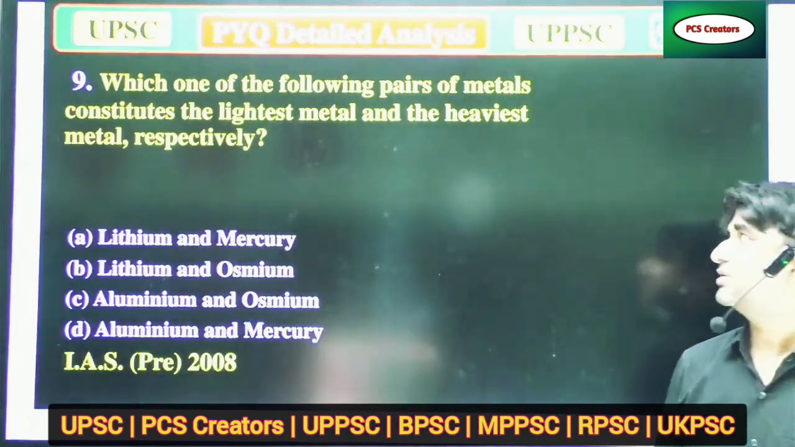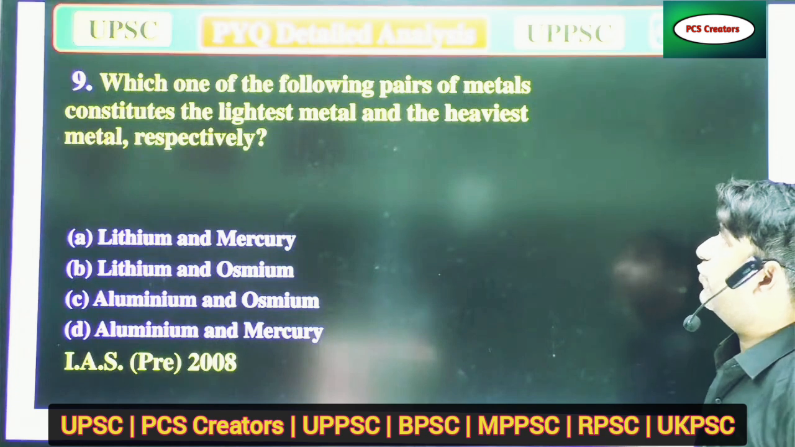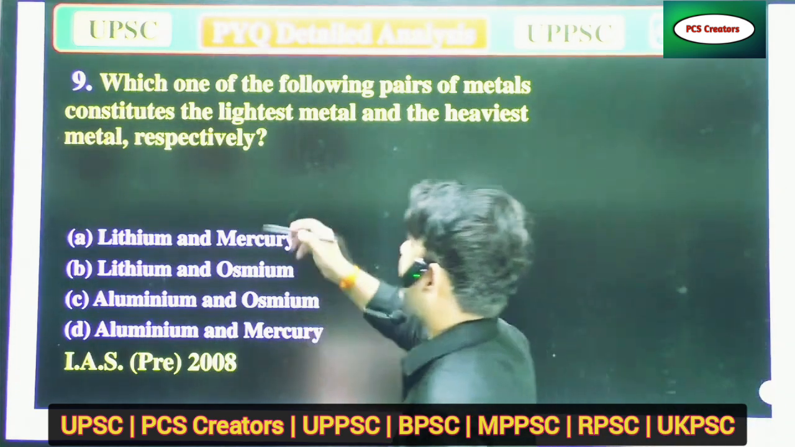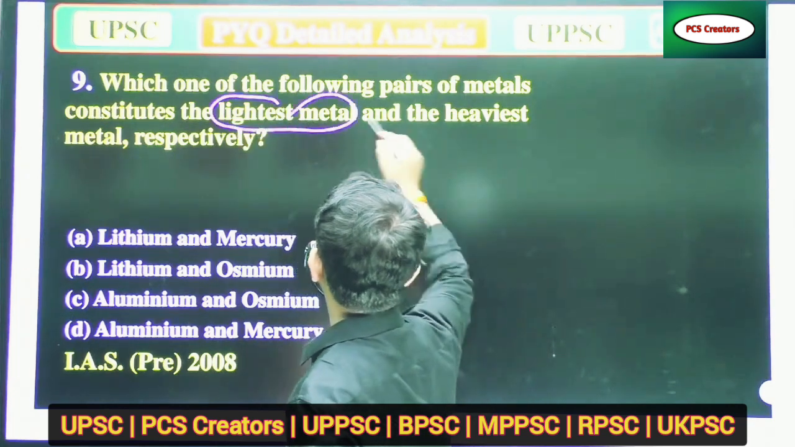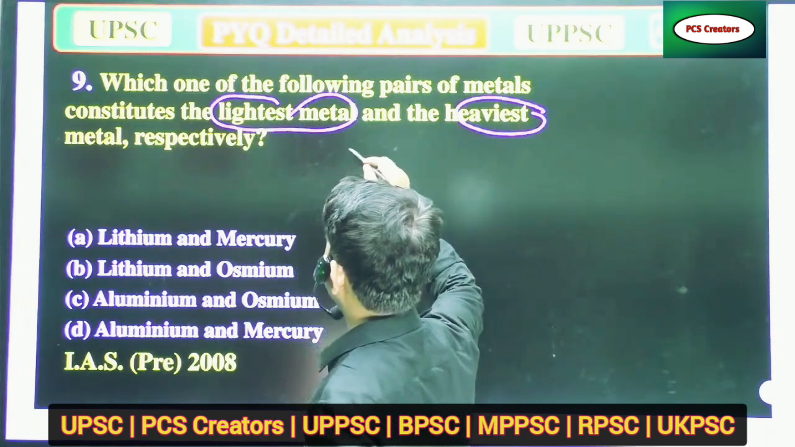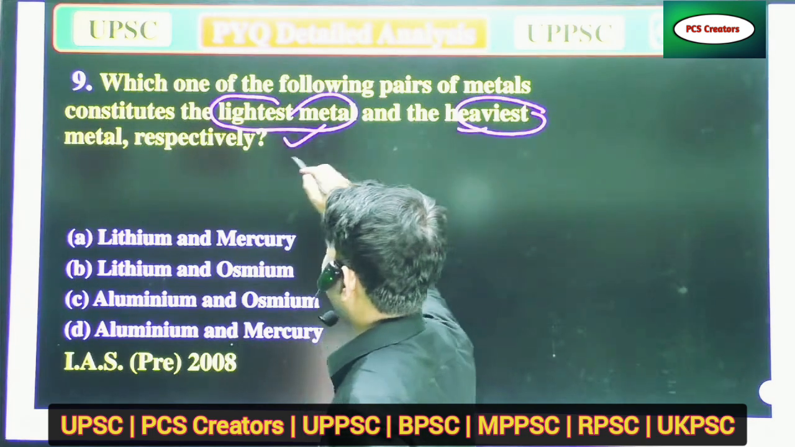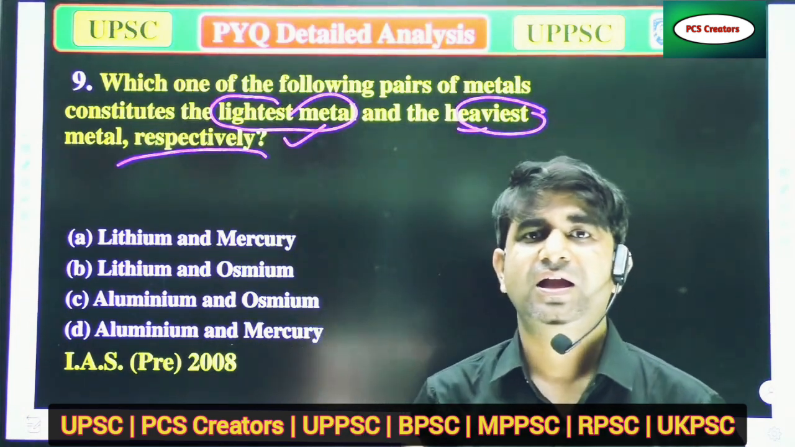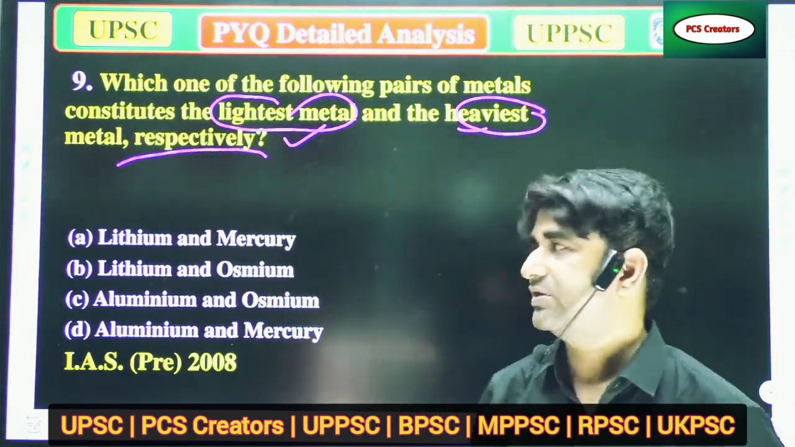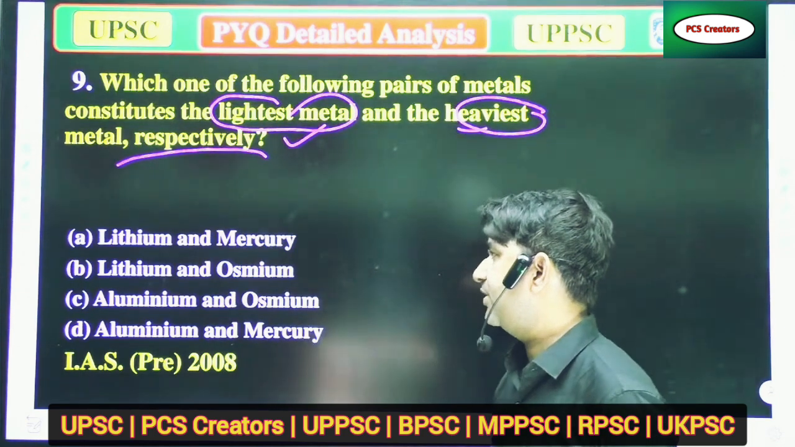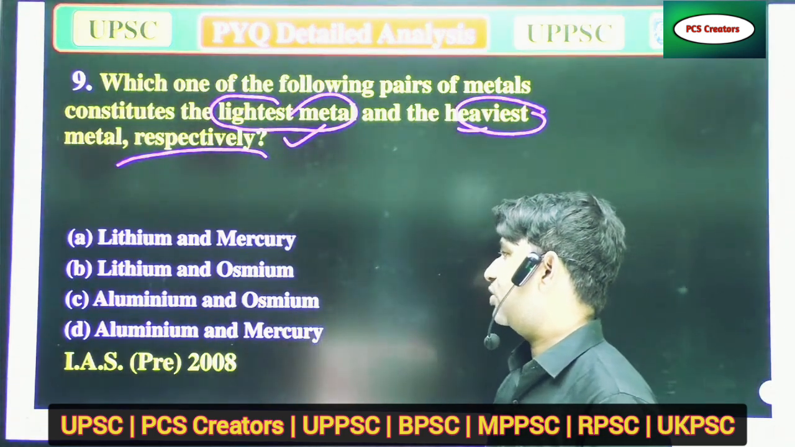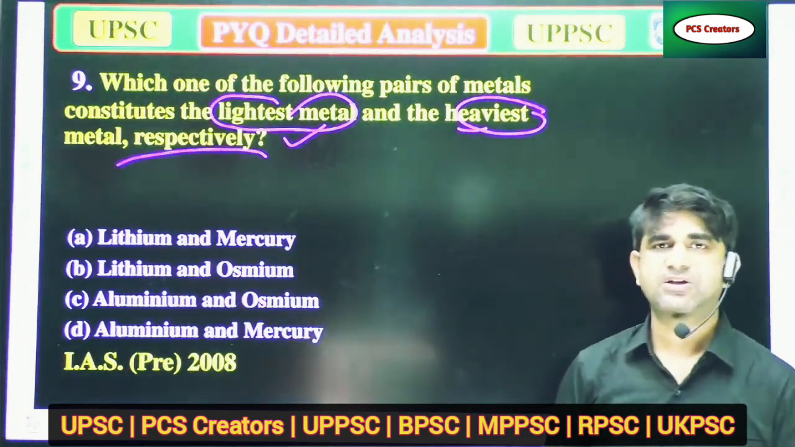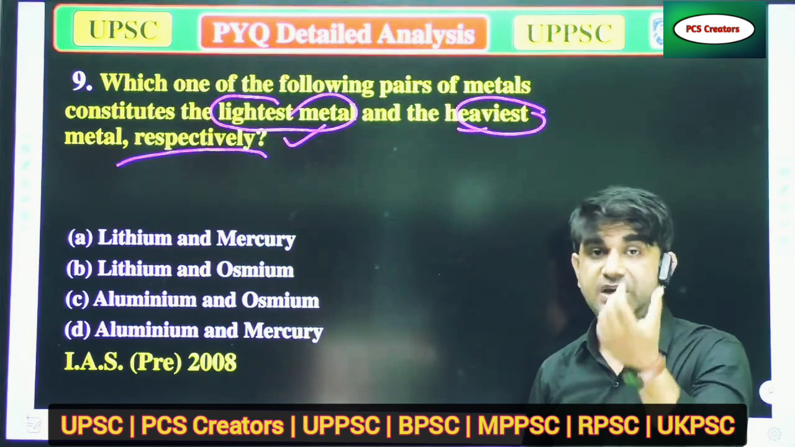Our next question is, which one of the following pairs of metals constitutes the lightest metal and the heaviest metal respectively? Means we have to choose the lightest metal and heaviest metal. Option A, lithium and mercury. Option B, lithium and osmium. C, aluminum and osmium. And D, aluminum and mercury. I don't know about the answer. Please, everyone, answer that question. A simple question. If you know the trick, then you can answer.